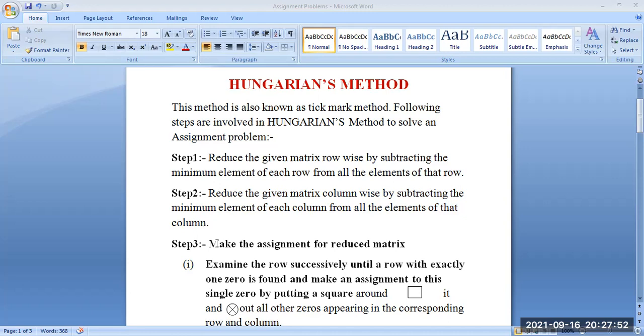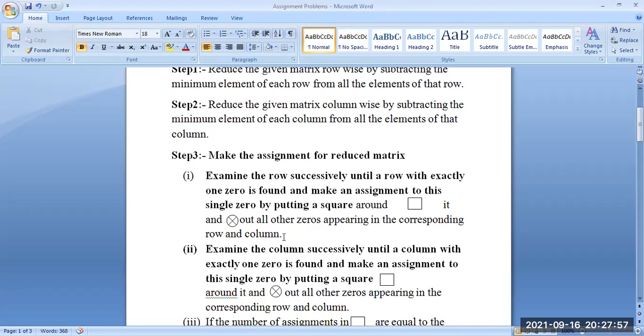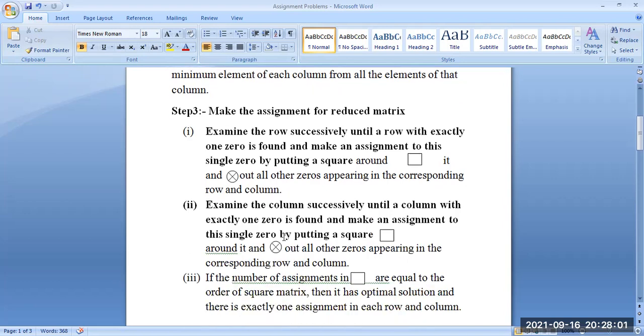Now step number 3. So we have discussed 2 steps. Step number 1, step number 2. First is row reduction, second is column reduction. Now we start assignment. So step 3 is very important. Make the assignment for the reduced matrix. Now we start the assignment.